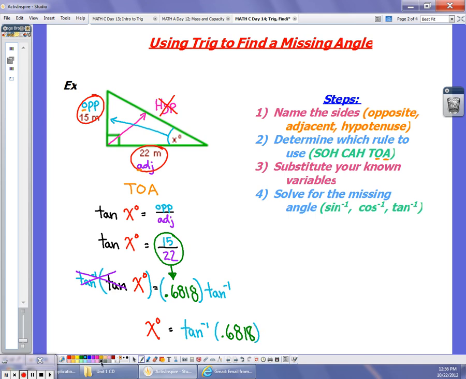If I go ahead and type that in my calculator, that's going to give us a decimal, but we're always going to round it to the nearest whole degree since it is an angle, so that turns out to be about 34 degrees. So x is about 34 degrees.